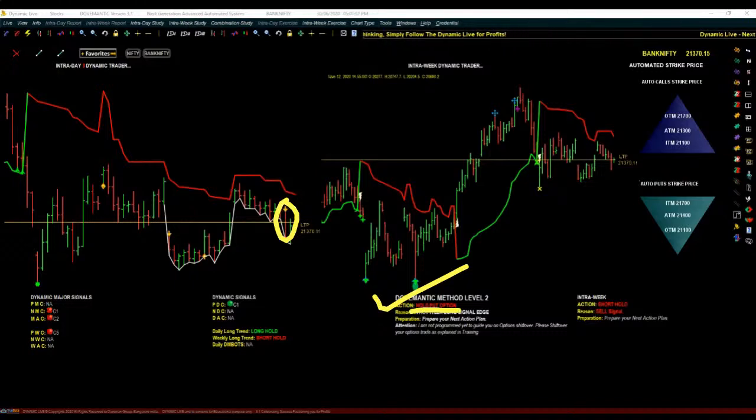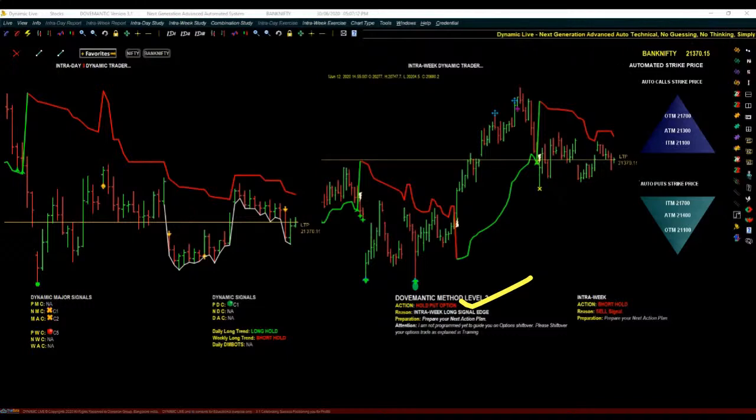It means hold the put option that you have already bought. And then at some point here it will be written as exit put option now. So when it says exit put option now, that is when you can go ahead and exit the trade. So when to enter, how long to hold, and when to exit, complete information will be mentioned here. You just have to follow it.